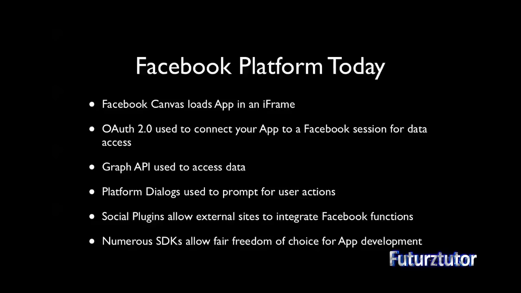Facebook applications, as I said before, now load within an iframe inside the Facebook site. OAuth 2 is used to connect your app to a Facebook session for data access, and to ensure that the user has accepted your application and provided the required permissions for accessing their data. Facebook's Graph API is used to access data on the platform. Platform dialogues are used to prompt for user actions such as sending requests. Social plugins allow external websites to integrate into Facebook functions and to use Facebook data, and numerous SDKs provide application developers with the ability to interface with the Facebook platform.